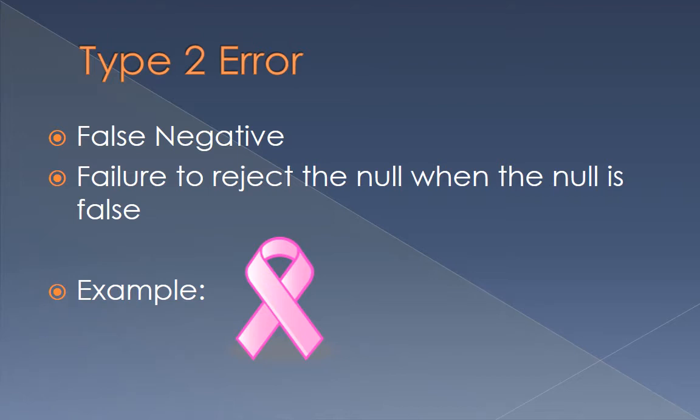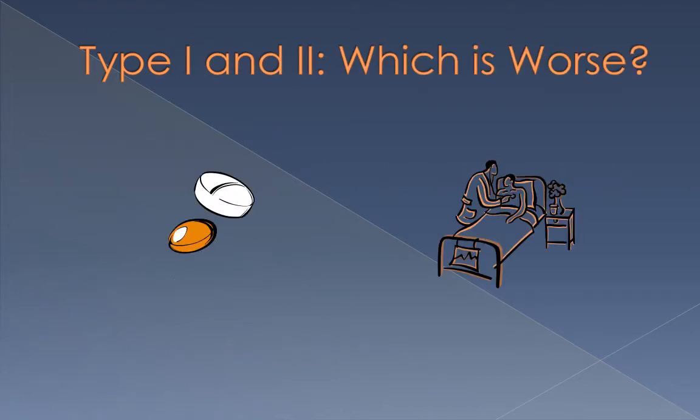So we can take a minute to just think about, between the two types of error, type 1 and type 2, which one would be worse? The answer, as many of you might know, is that it depends on the situation.